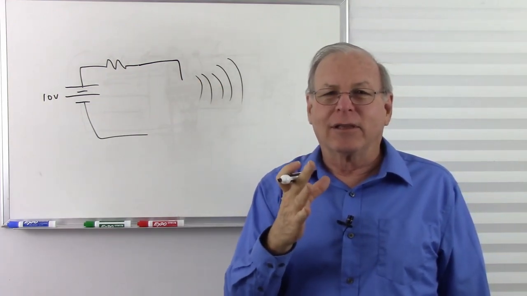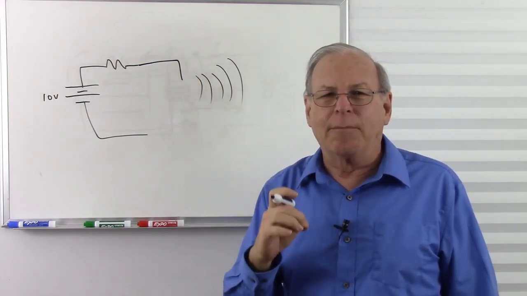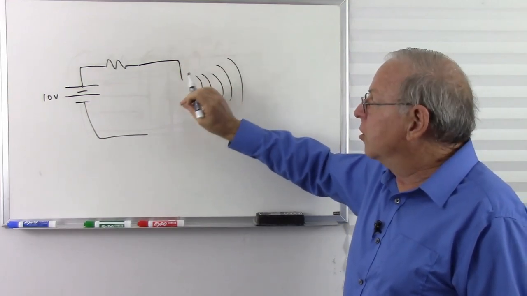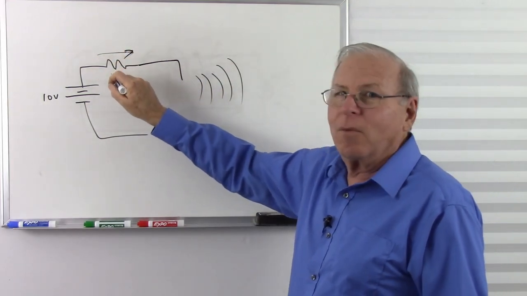Remember our talk about Thevenin's theorem and input and output impedance? This impedance goes from high to low to high to low. When it goes to a low impedance, it pulls a lot of current. What does that do?